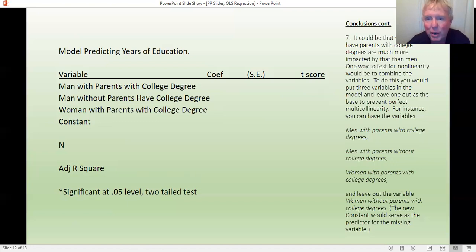It could be that women who have parents with college degrees are much more impacted than that by men. One way to test this nonlinearity would be to combine the variables. To do this, you put 3 variables in the model and leave out one to prevent perfect multicollinearity. This is something you'll probably see later in your assignments.